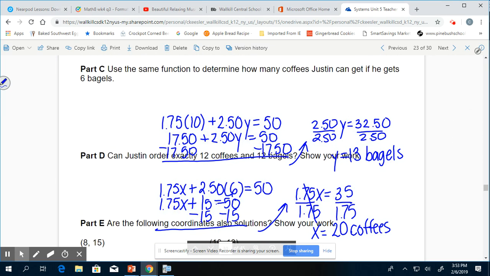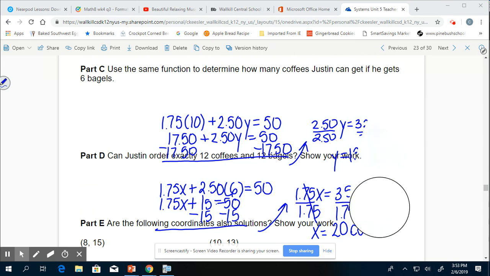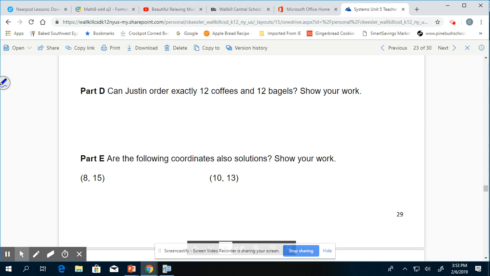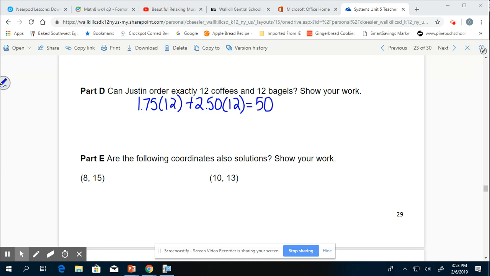Okay, we already did part C. Part D. Justin can order exactly 12 coffees and 12 bagels. Can he order 12 coffees and 12 bagels? So we're going to plug in both 12 and 12 and see if it works out in our function. So we have 1.75 times 12 plus 2.50 times 12 equals $50. So let's see if that works out.